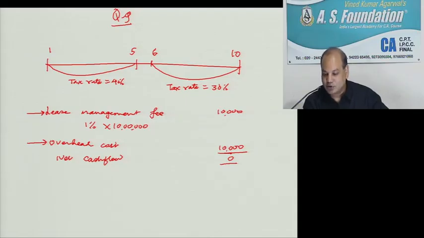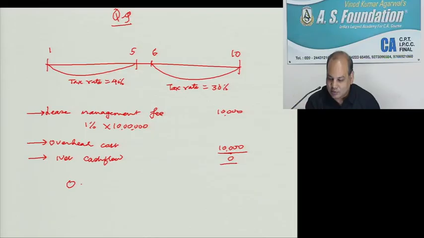Net cash inflow is 0. So what I'll do, I will ignore this line in my answer by writing a note. Net cash inflow is 0, hence this transaction is ignored. Or if you want to write, you can write the effect is 0. So what you want to do, write or note? Note.